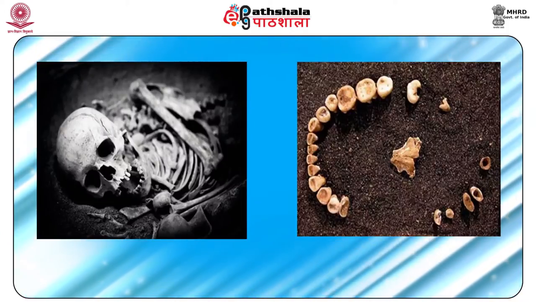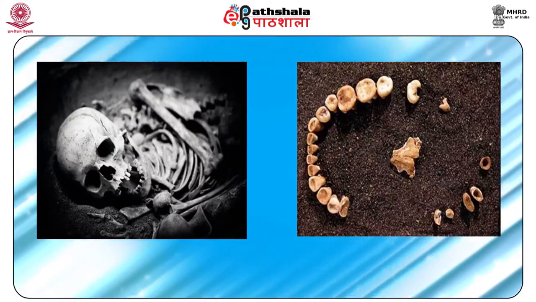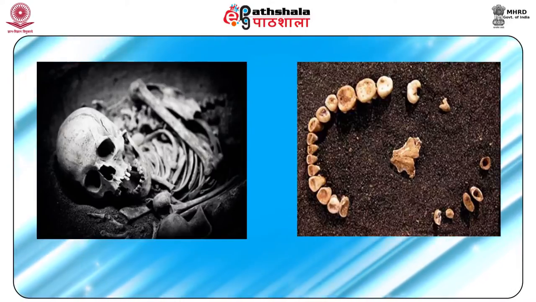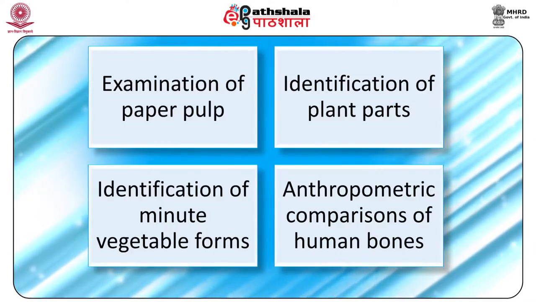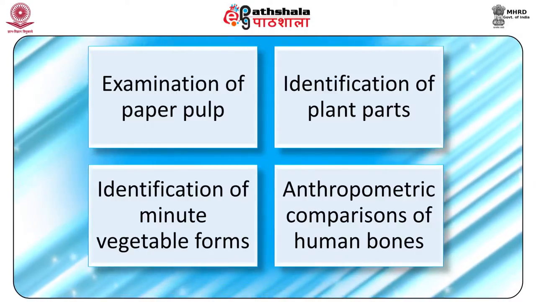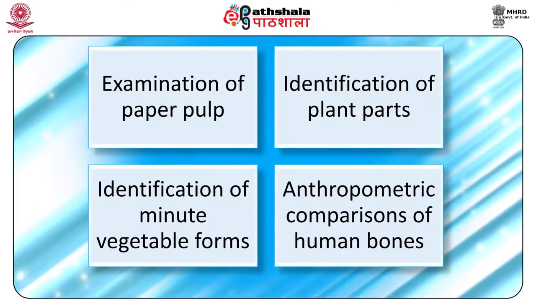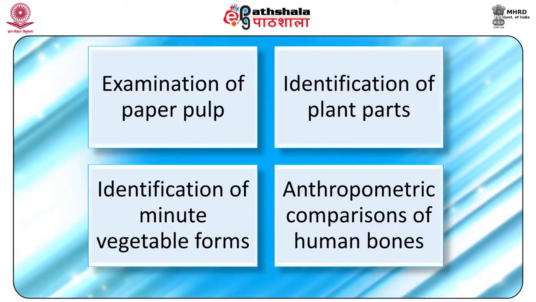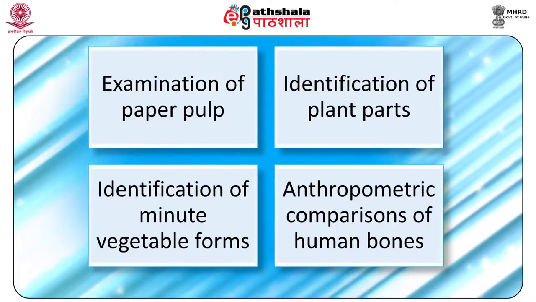Skeleton and its remains, bones, teeth, etc., are examined for the determination of species origin, age, sex, stature from bones and to establish their correlation with other parts or bones of the body. Other evidences examined in this unit include paper pulp, identification of plant portions such as seeds, leaf fragments, flowers, pollen grains, wood, bark, twigs, etc. The identification of minute vegetable forms, for example, phytoplanktons, diatoms, and other microorganisms like molds, algae, fungi, etc.